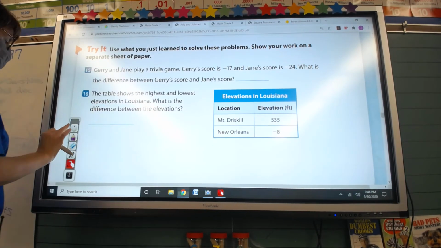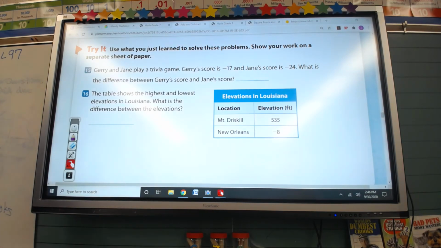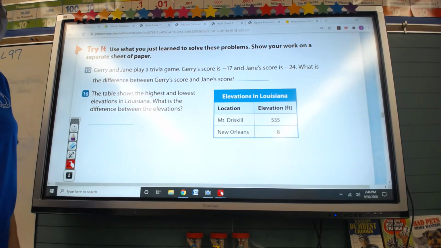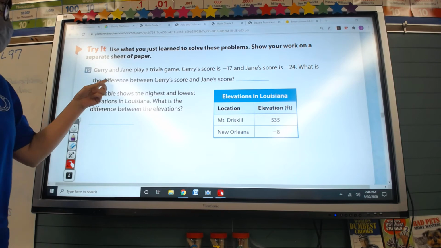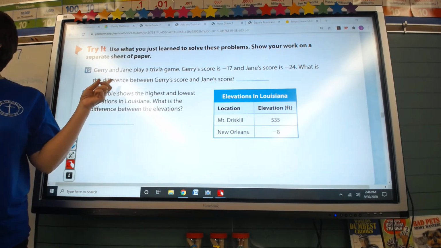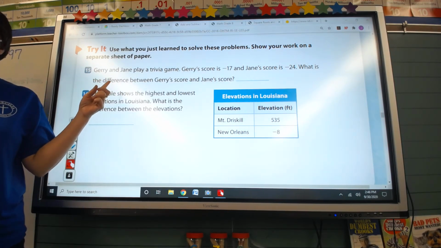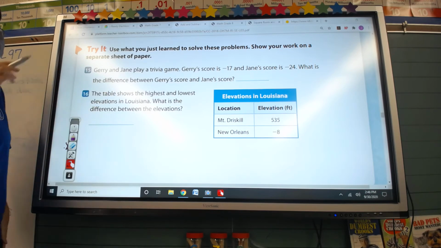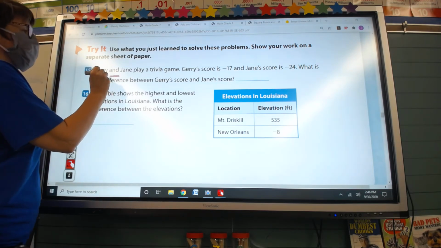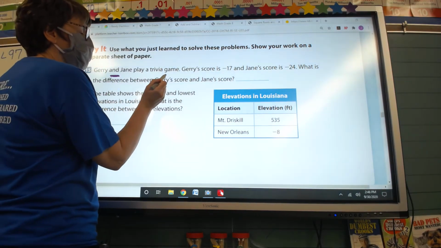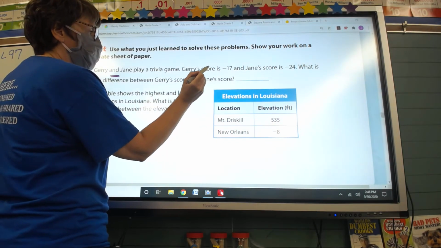Okay, let's solve these. Jerry and Jane play a trivia game. Jerry's score is -17 and Jane's score is -24. Boy, they're killing it, aren't they? What's the difference between Jerry's score and Jane's score? I'm going to help you. When you see the word difference, what operation do they want you to do? So, okay, just so we know that. So I need the subtraction, Jerry's score and Jane's score.